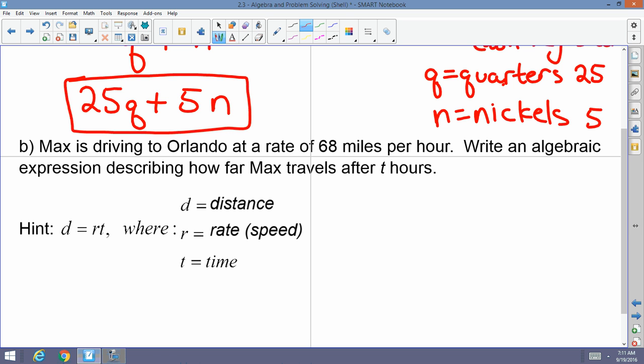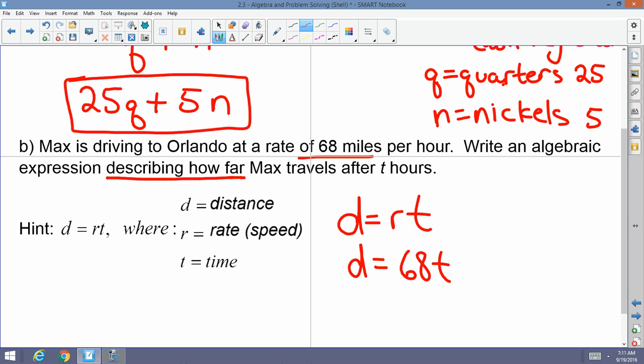Well, distance equals rate times time. And I know that he's traveling at a rate of 68 miles per hour, so my distance would equal 68T. Okay? That's the equation, but they want just the expression describing how far Max will travel. Well, the expression for distance equals 68T, correct? Distance equals 68T. So my expression here is just 68T.